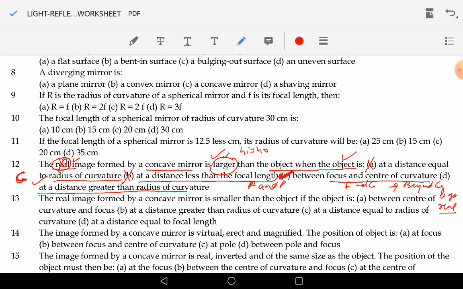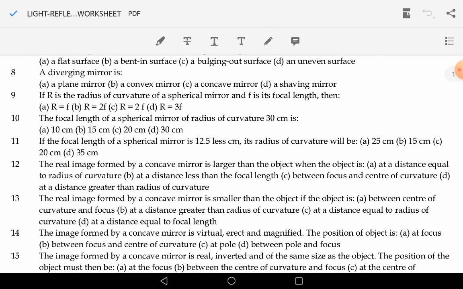At a distance greater than radius of curvature. Greater than radius of curvature means they are talking that the object is beyond C. Now in this case, the image is formed between C and F. That is real. It means the first part is correct. But the image is not larger, the image is diminished. So our answer is option C over here. D is also wrong. Moving to the 13th one.